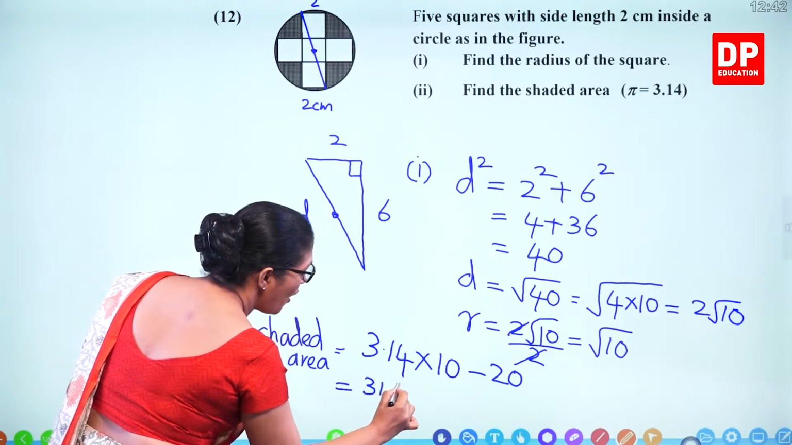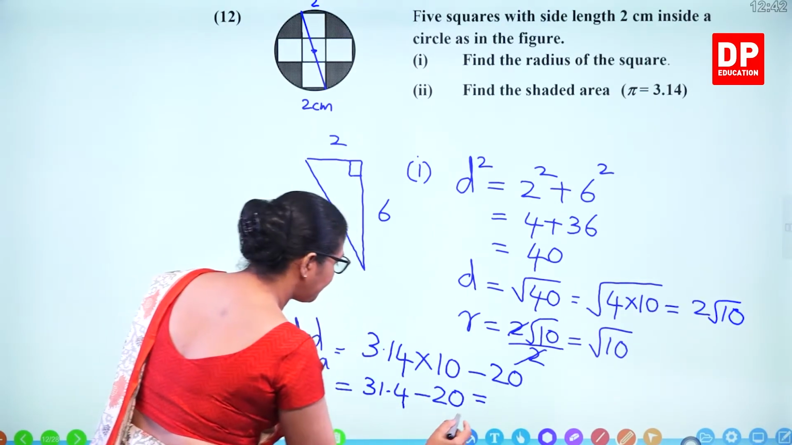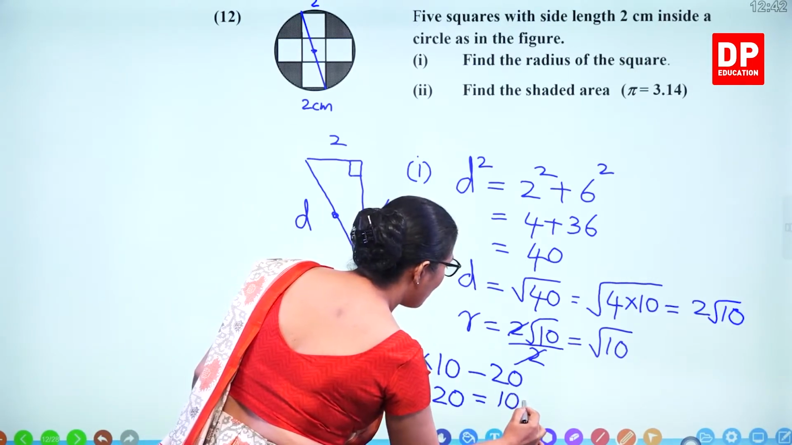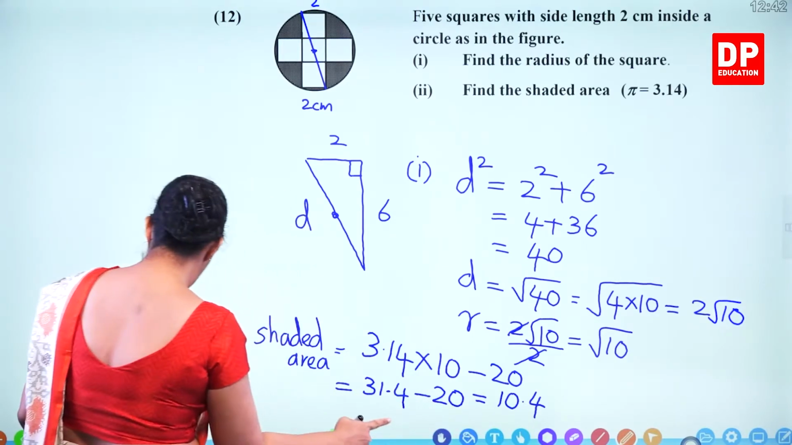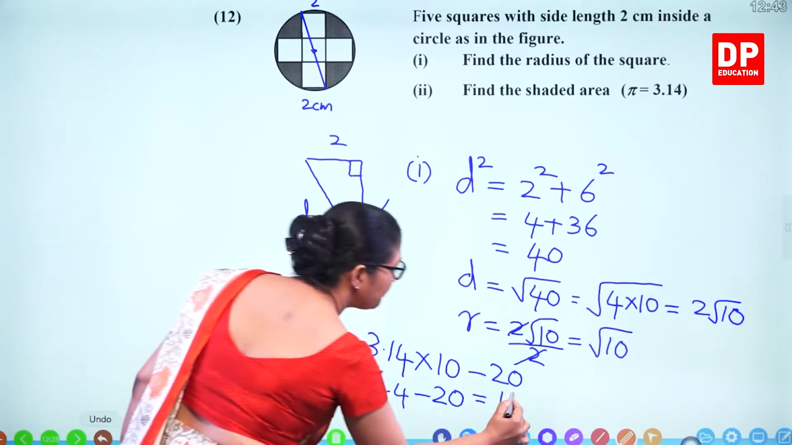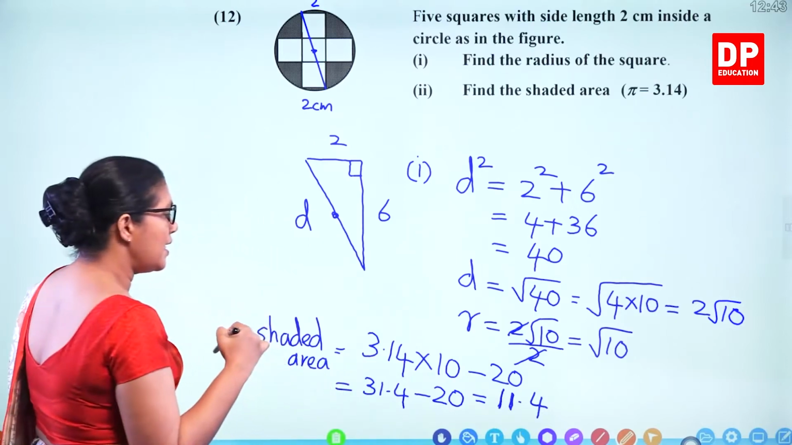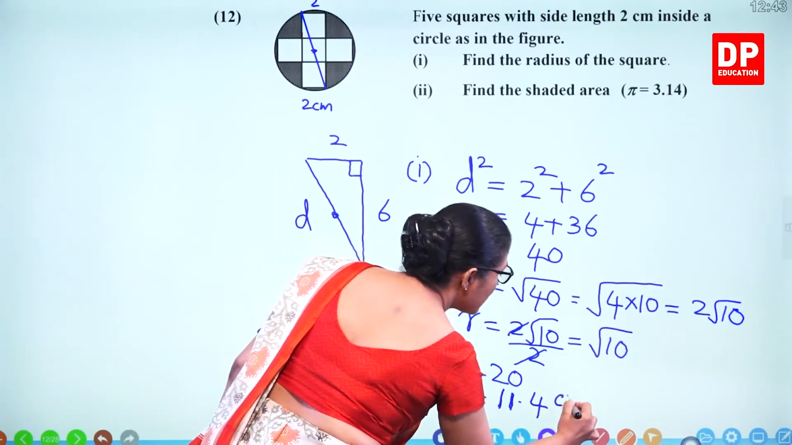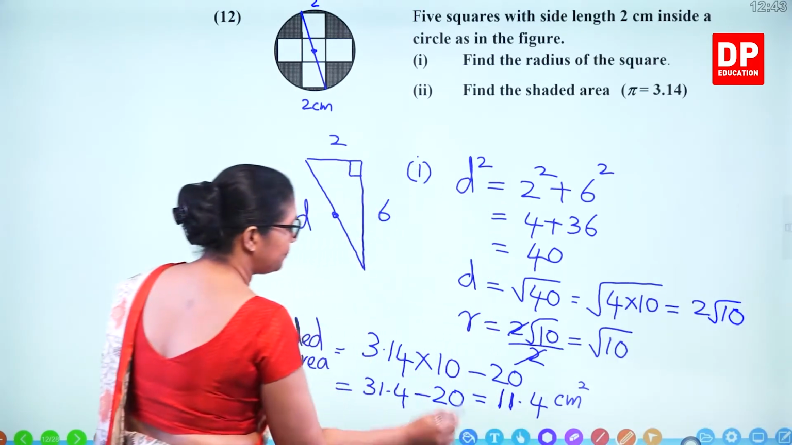So 31.4 minus 20, you get 11.4. So 11.4 and 20, 31.4. So 11.4 square centimeters is the area. So you get 2 marks there.